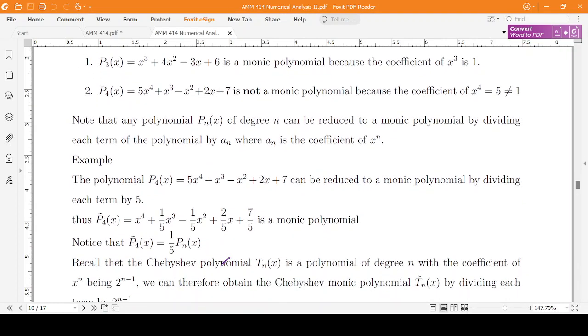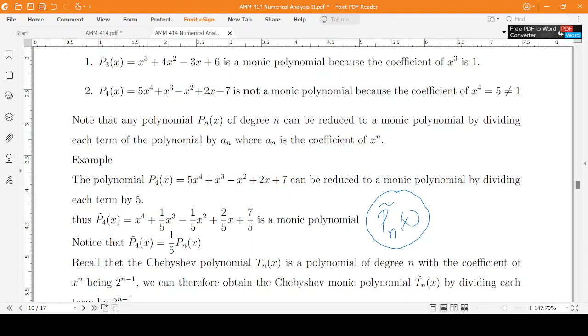Now, for the notation, we are going to write Pn of x and use the symbol tilde to denote the monic polynomial.